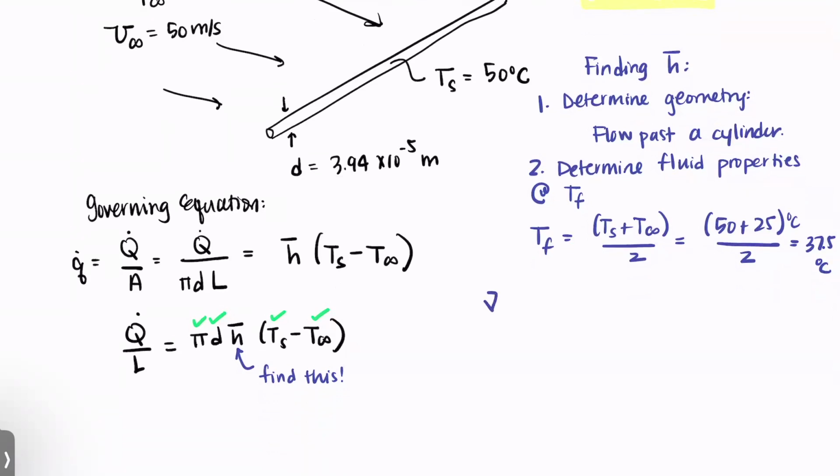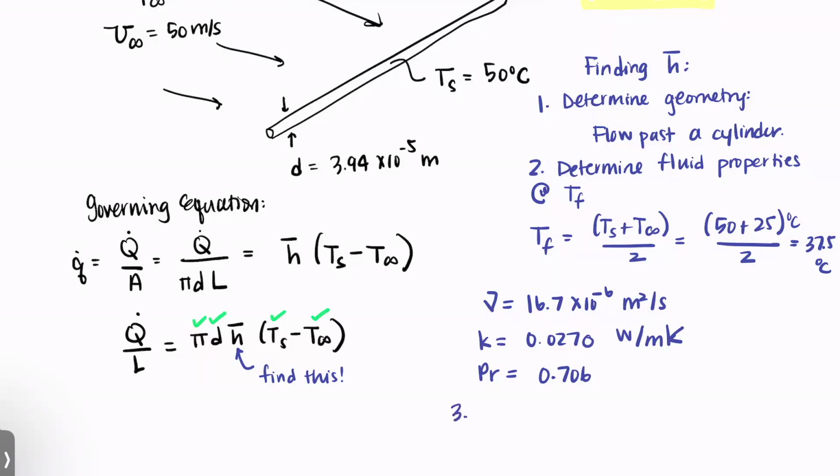At that temperature, we have that nu is 16.7 times 10 to the minus 6 meters squared per second. K is 0.0270 watts per meter Kelvin. And the Prandtl number is 0.706. So like I said, if you get something that is different than 0.7 and it's air, reconsider. Step 3 is we want to find the Reynolds number.